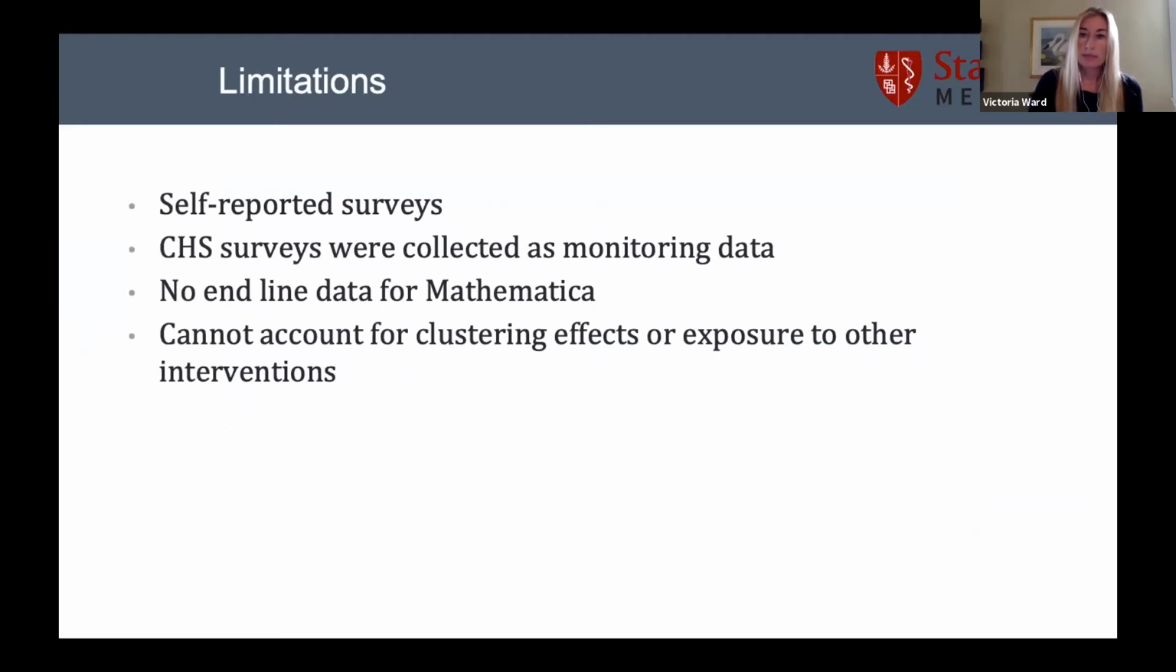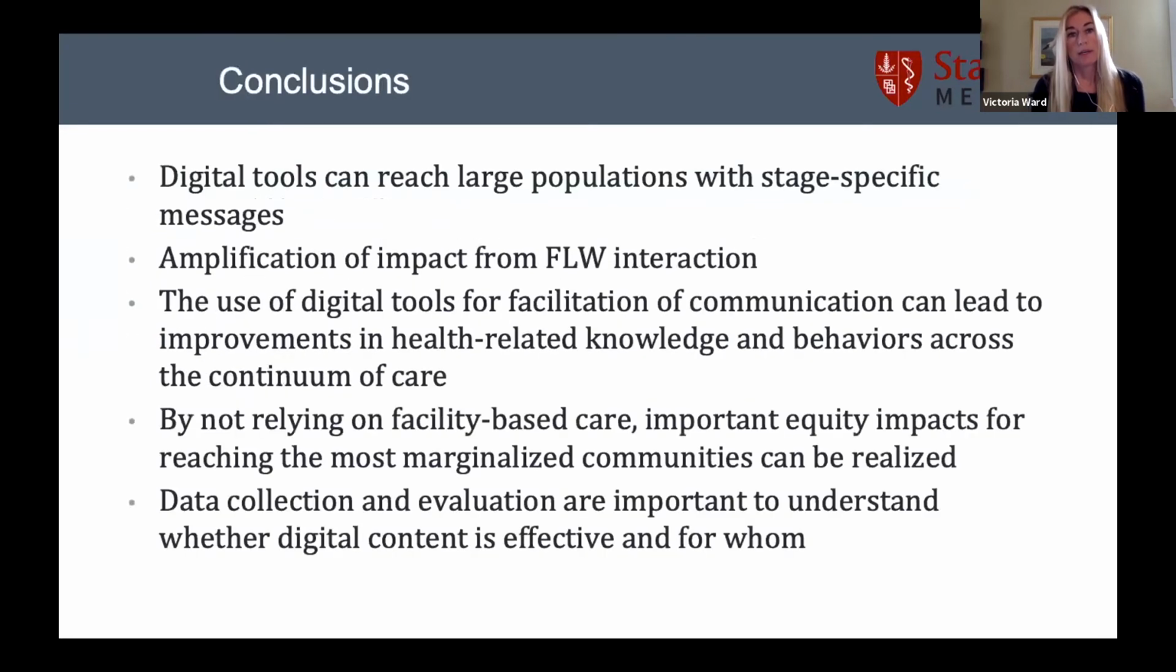All this data is certainly limited. These are all self-reported surveys, so they're absolutely exposed to social desirability and response biases. The CHS surveys were only collected as monitoring data rather than evaluations. There was no end-line data for the Mathematica, and we certainly can't account for clustering effects or for exposure to other interventions.